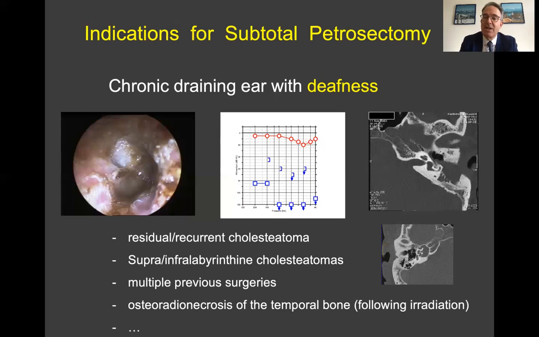Then many patients who have chronic middle ear disease and multiple surgeries, and again, severe hearing loss with no option for reconstruction. This is an ideal group for the subtotal petrosectomy as a final solution to these patients, or rarely osteoradionecrosis of the temporal bones. These are usually patients years or decades after irradiation of nasopharyngeal carcinomas who may present with a chronically draining and dead ear.